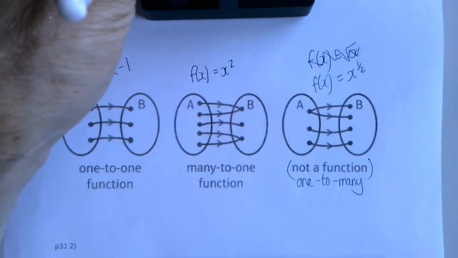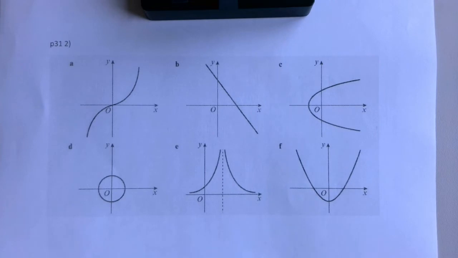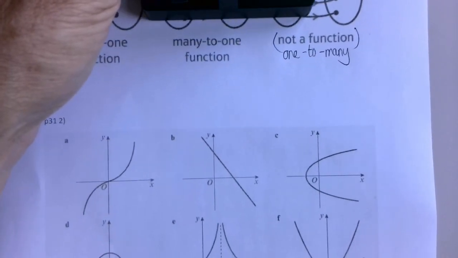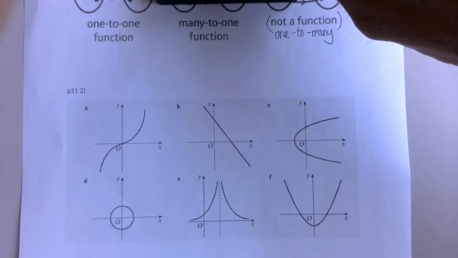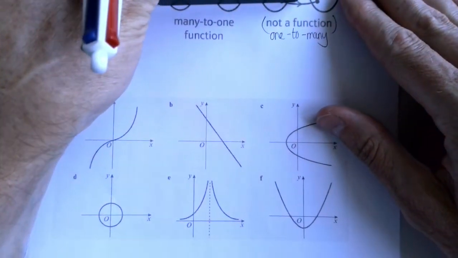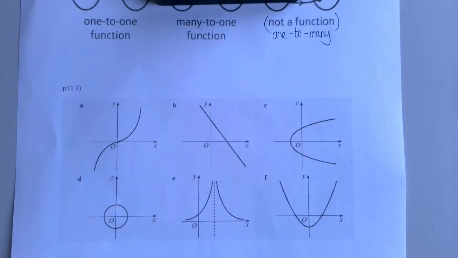So if you have a look at page 31, question 2, or you could just look at it now on the screen, here are 6 sketches of functions, and I'd like you to decide whether they are 1-1, many-to-one, or one-to-many. Okay, so let me get it all on the screen so you can see it all in one go. So go on, have a go, pause, and see if you can do that for me.